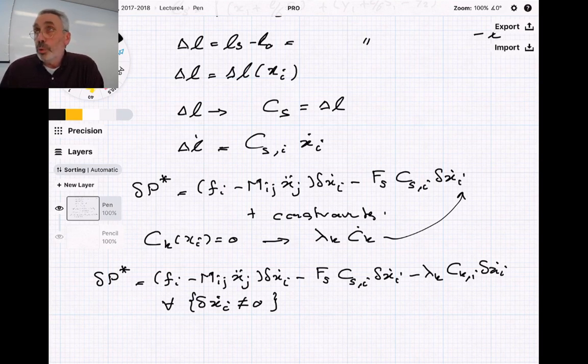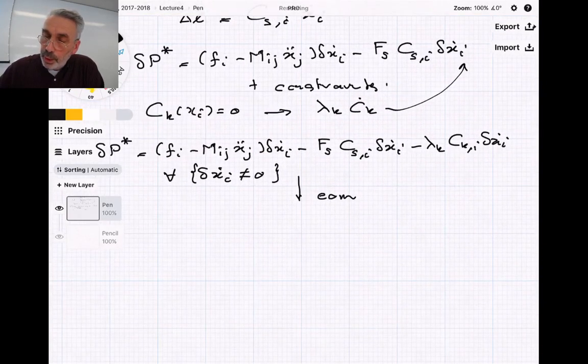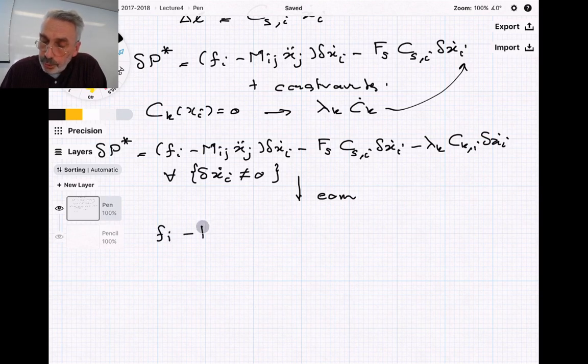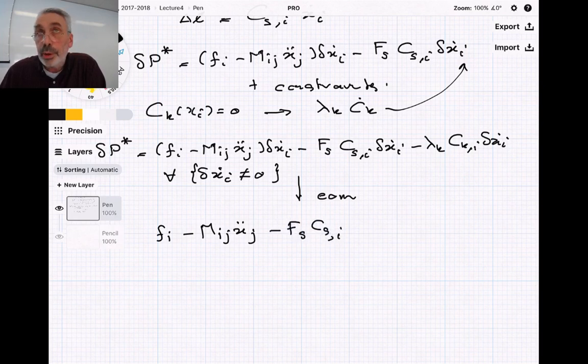And if it holds for all virtual velocities, then I finally get i equations. So my equations of motion with the incorporation of all these elements now break down to the following. Maybe I should reorder the terms. Well, maybe not for now. First we'll write it down. So Mij x double dot j, then minus Fs Cs, comma i. Those are the active and passive elements. Then minus Ck,i lambda k is 0.